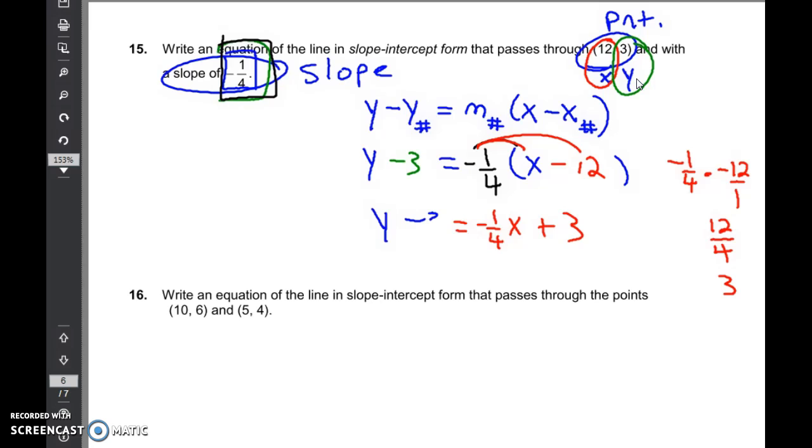Now I'm going to add this 3 to both sides. And y equals negative 1/4 x plus 6. Remember how to combine your like terms. The 3 goes with the other number. Okay, we really need to get good at combining like terms. It's very important. Went through that pretty quickly. Go ahead and pause if you need to. Scrolling.